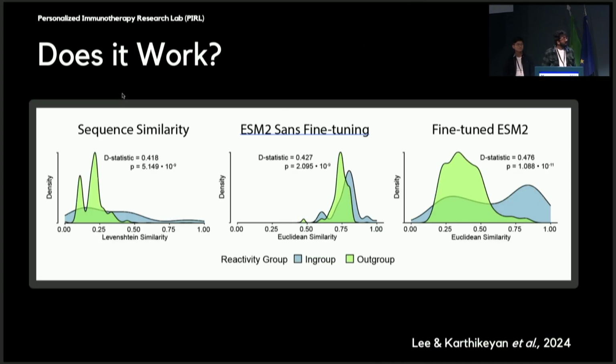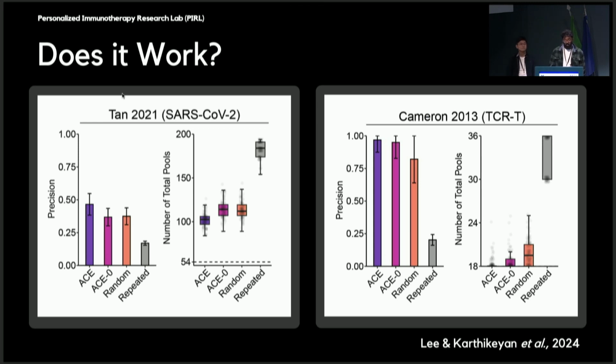Here is a little plot to convince you that it actually works. As you can see, we have the naive baseline of sequence edit distance. You can see here that we're unable to pull apart the peptides that share the same TCR versus the peptides that don't. The same goes for the ESM2 model that was not fine-tuned using our method. And the last plot shows the fine-tuned ESM model. This is on held-out training examples. And so you can see here that we are able to somewhat pull apart the in-group and out-group peptides. We further validated this on real-world examples.